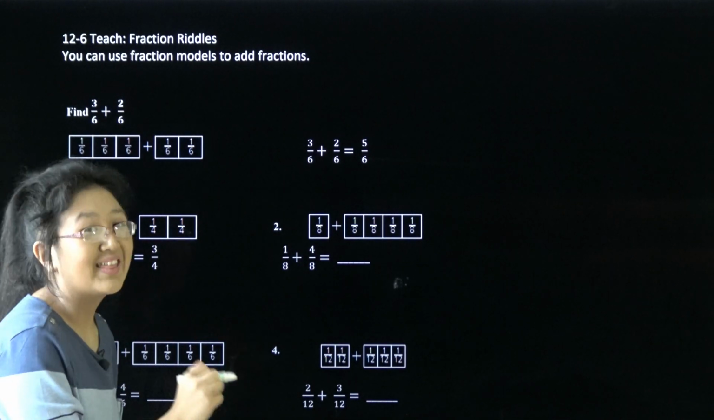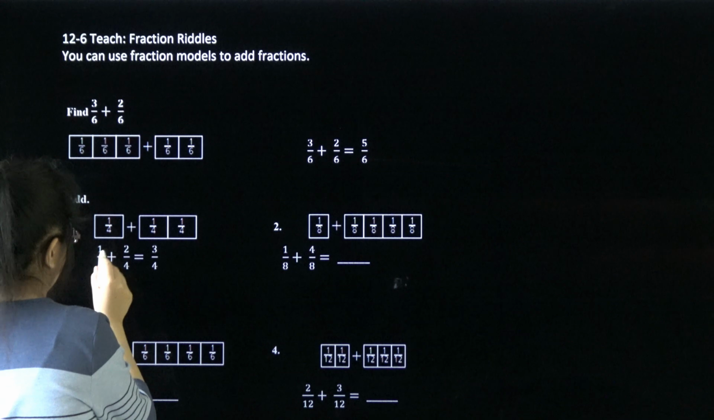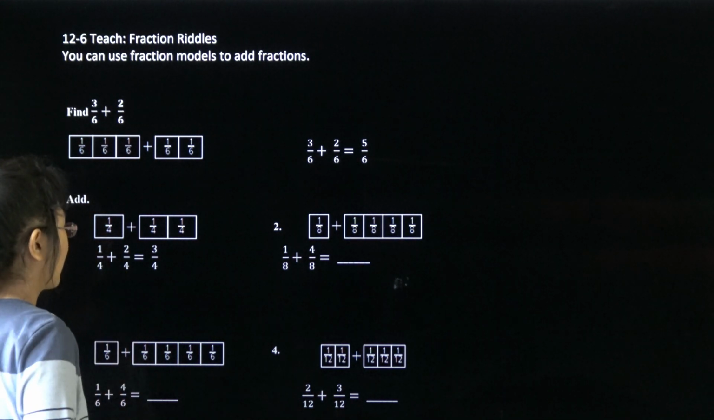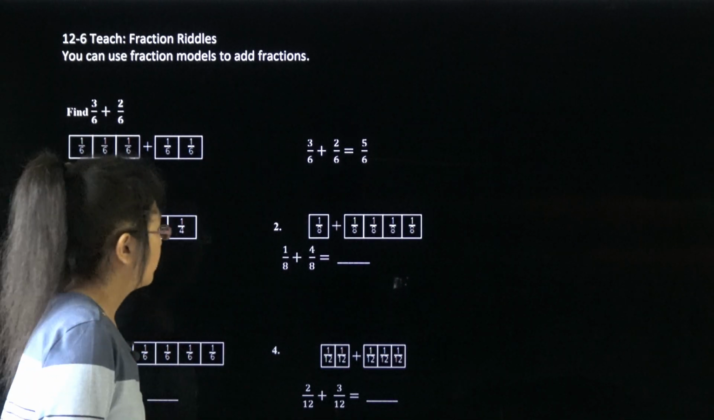Okay. Never add the denominator. Always only do the numerator, guys. So, 1 plus 2 is equal to 3. And 4 equals to 4. So we keep the 4. And that would be 3 over 4.